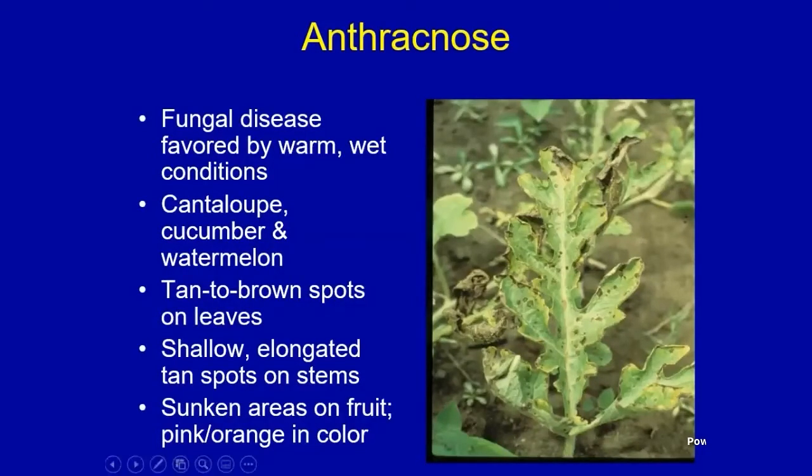Anthracnose, though, is one that we see quite a bit of. Another fungal disease favored by warm, wet conditions. And I see this most often on cantaloupe, cucumber, and watermelon. And anthracnose will cause tan to brown spots on the leaf surface. You also may see shallow, elongated tan spots on the stems, and then sunken areas on the fruit as well. And sometimes you'll see pink or orange discoloration in these sunken areas, which are actually spores of the pathogen.